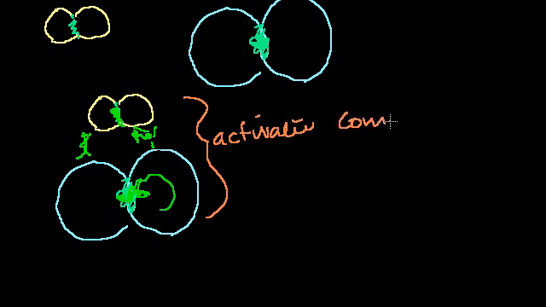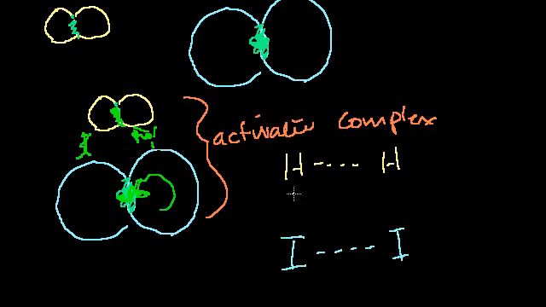Sometimes I just drew it kind of visually, but you could draw it like this. Hydrogen has a covalent bond with another hydrogen. And then along comes some iodine that has a covalent bond with some other iodine. But all of a sudden, these guys like to bond as well, so there's a little bit of an attraction on that side too. So this is another way of drawing the activation complex.